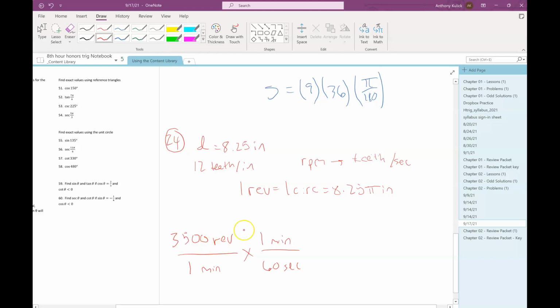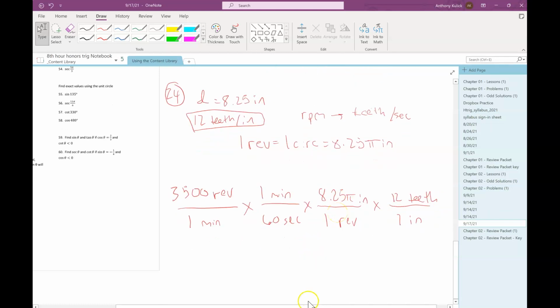And then I'm going to worry about converting revolutions. I'm going to go revolutions to inches using the fact that I know 1 revolution is 1 circumference. And I'm going to go inches to teeth, knowing that there's 12 teeth per 1 inch. And then I'm just going to grind that through my calculator, because if I check my units here, just make sure I have this. Minutes canceled, inches canceled, revolutions canceled, and I should be left with teeth per second. So that should match the right unit.